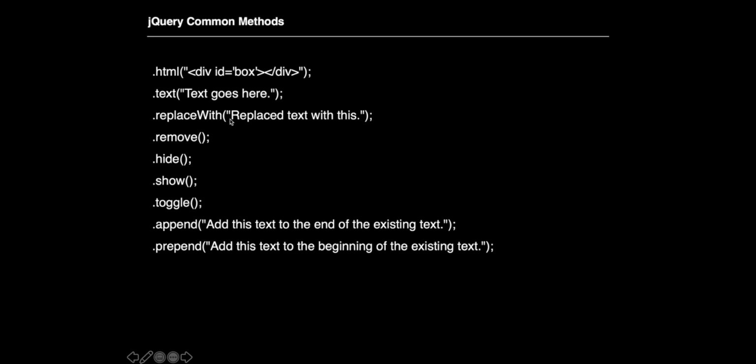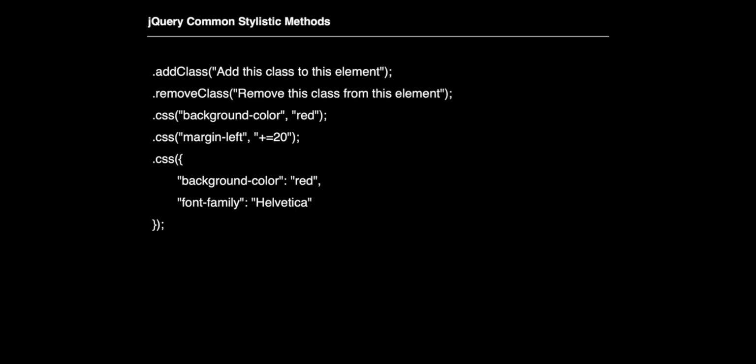Replace with is going to be similar to the text, but instead of adding on to what's already there, it's going to replace the existing text with something new. Then there's a remove method that's basically deleting elements from your HTML, hide, which is hiding, show, which is revealing again after you've hidden it, and then toggle allows you to toggle it back and forth to hide and show. Then there's append, where you can append content to the end of something, and then prepend is prepending content to the beginning of something.